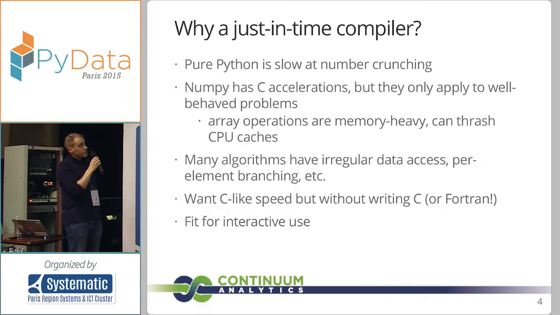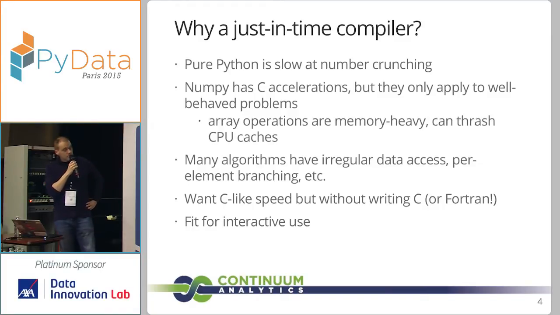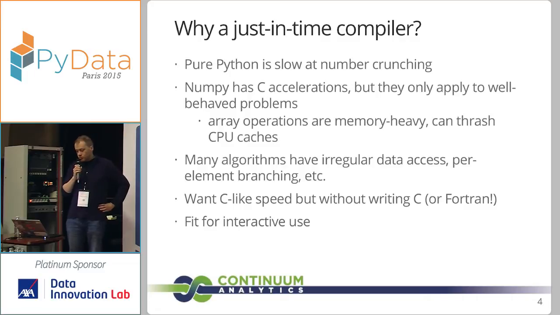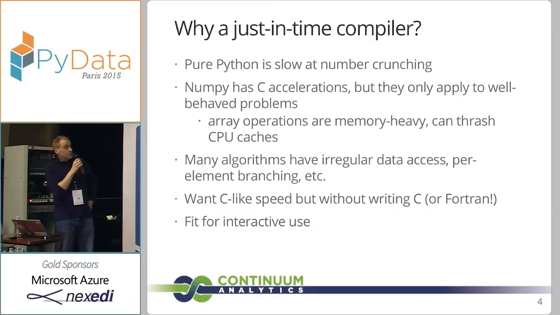The other problem is that many algorithms are not really nicely expressible in terms of linear algebra. For example, they have irregular data access. They have some per element branching. You can have a number of iterations per element in your array. Perhaps you have some backtracking where you are going back on your array based on some element and some computation result. So you really want C-like speed, but you don't want to write C or Fortran or any kind of low-level language, even though you may end up writing some kind of Fortran in Python. This is why you would want a compiler to have fast numerical code from your Python code.